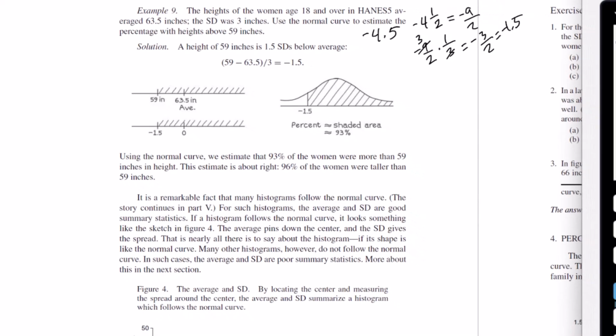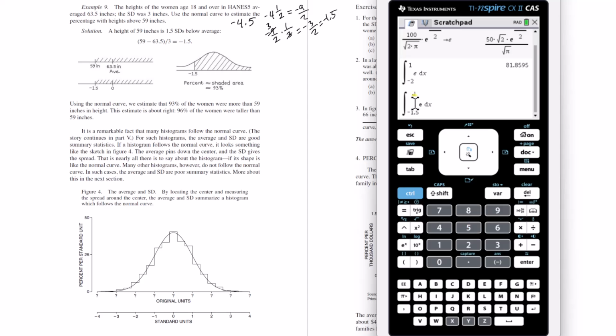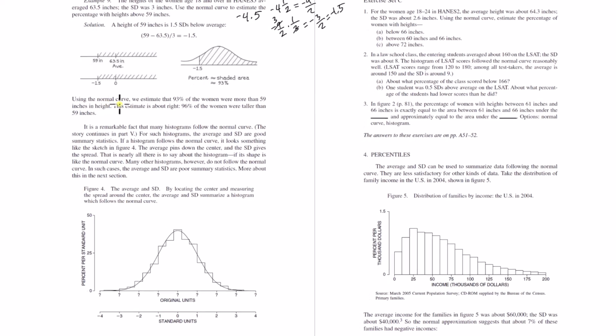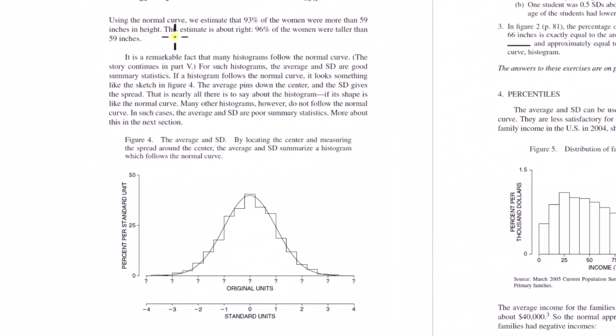How do you do that? We go from minus 1.5 to infinity. That easy. 93.3%. There you go, 93%. Using the normal curve, we estimate that 93% of the women were more than 59 inches in height. This estimate is about right. 96% of the women were taller than 59 inches in the actual histogram. So you see, it's a good estimate.